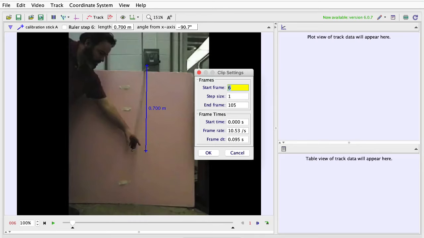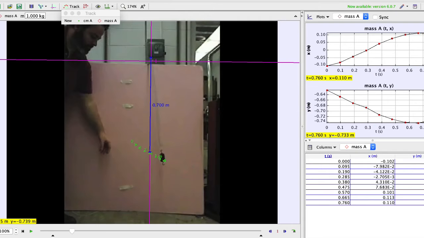To begin analyzing the data, I must first make some initializations. I set the length scale to 0.7 meters and the frame rate to 10.5 frames per second. I then set the start frame from when the mass is initially released. I then chose the origin of our coordinate system to be the attachment point and tracked the mass throughout using the same process we have in previous labs.